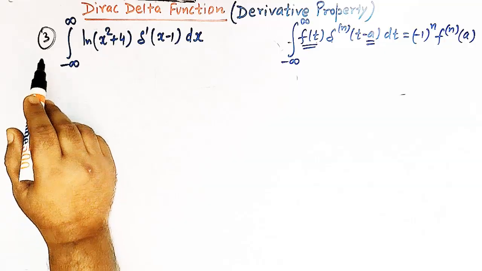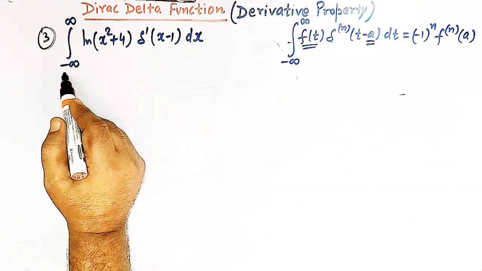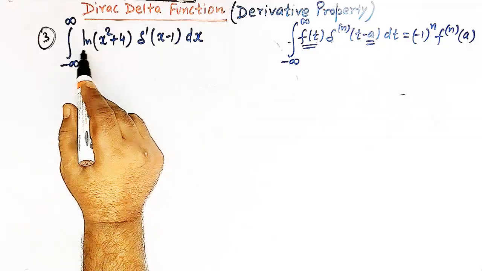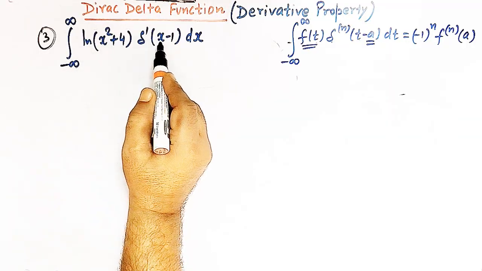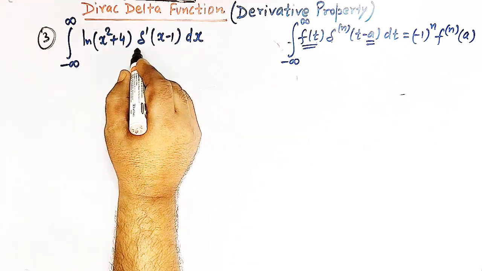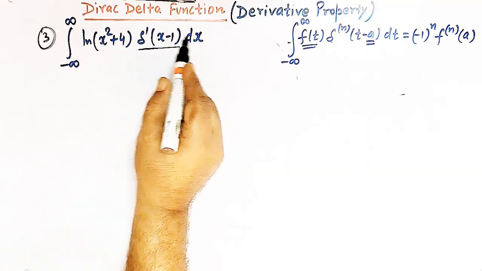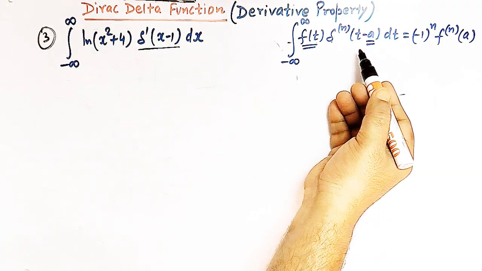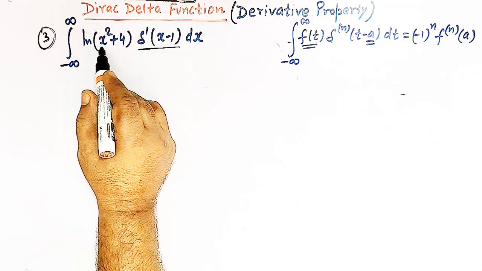So now consider the third problem. Here we have to evaluate the integral from minus infinity to infinity, natural log of x square plus 4 and delta prime of x minus 1 dx. So now if we compare this integral with this one, then here the variable is x and here the variable is t, and this is not going to make any difference.